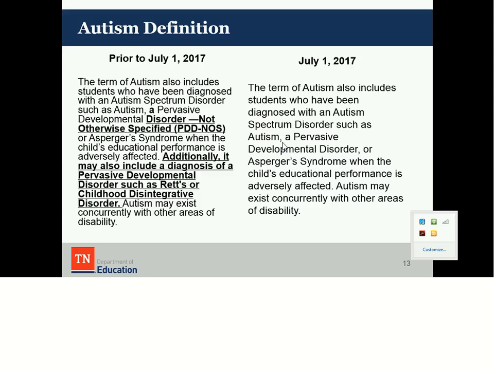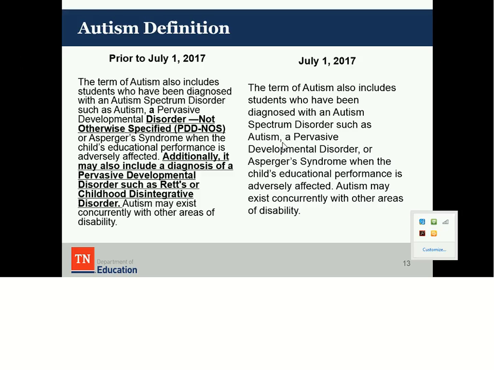The changes associated with the definition of autism, you can see prior to July 1, the language of who all that umbrella term covers really got specific into various disorders. It was summed up in a much briefer, compact statement, just to say that the term autism includes students who've been diagnosed with autism spectrum disorders, such as autism or pervasive developmental disorder or Asperger's syndrome. Didn't list out all the different potential diagnoses. And while we know that those diagnoses have changed now, it still includes students who've been previously diagnosed with other disabilities that were previously associated with autism spectrum.